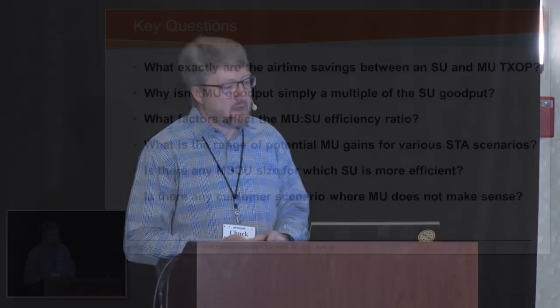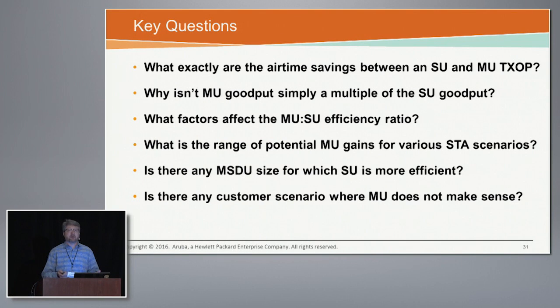What factors affect the ratio? What is the range of gains? Is SU ever more efficient? In particular, this is something that was interesting to me in high-density environments. And would we ever not recommend MU? So just all kind of fundamental questions that we set out to answer.